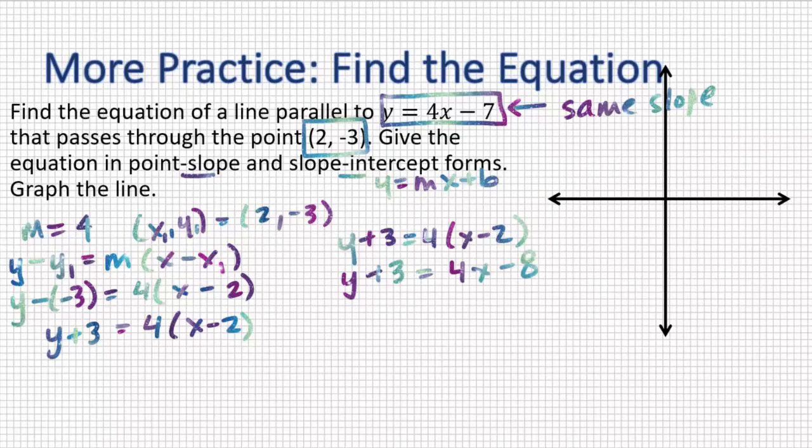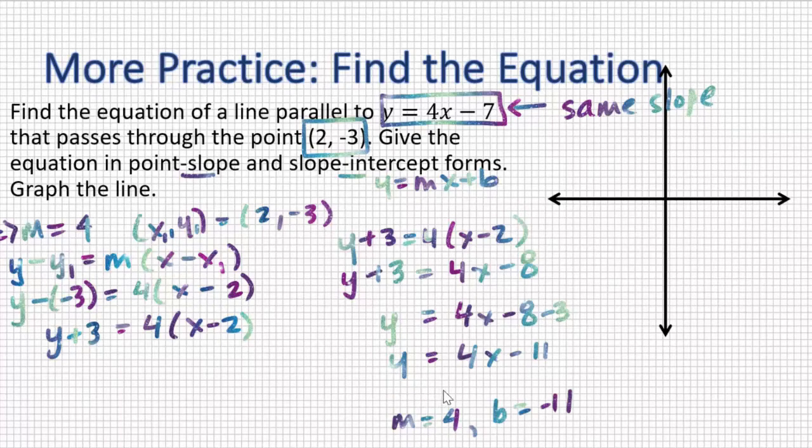And now we'll isolate the y. So we'll take that positive 3 and move it to the other side by subtracting 3 from both sides. So we have 4x minus 8 minus 3, or y is equal to 4x minus 11. From slope-intercept form, we can clearly read off the slope. One more time, it should still be 4. If that's changed, we've done something wrong, as we started with a slope of 4. But we can also see that the y-intercept must be negative 11.